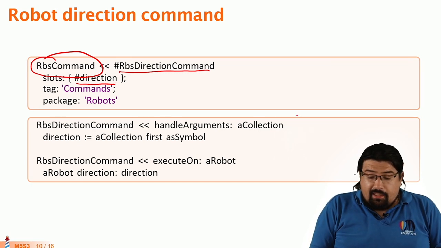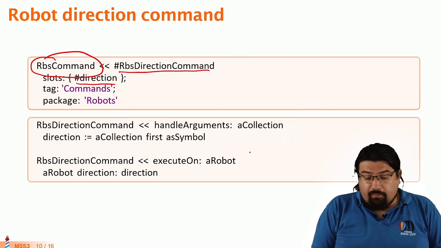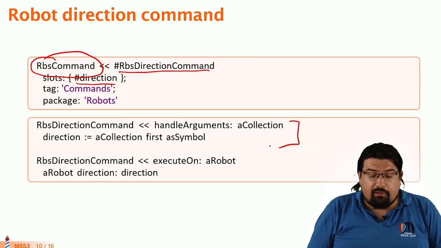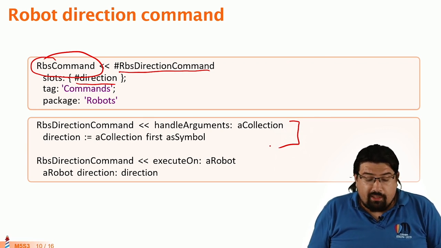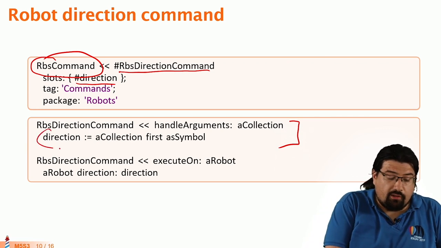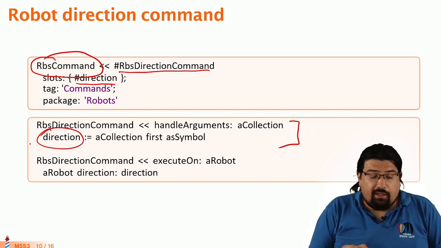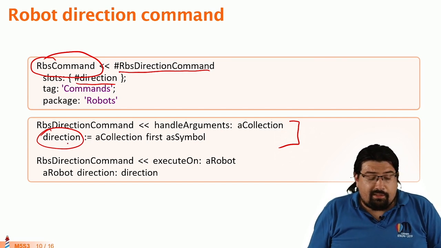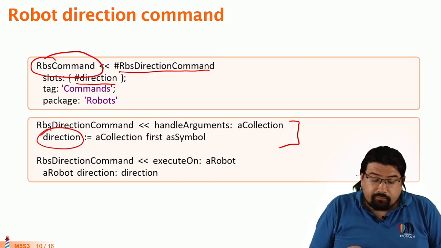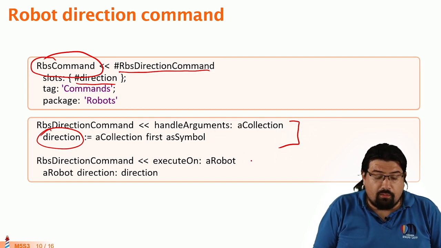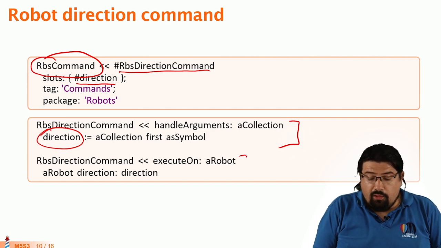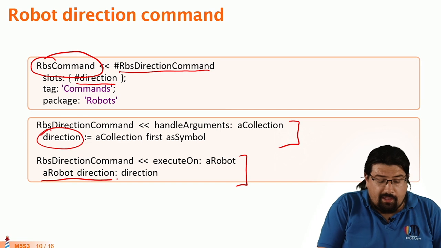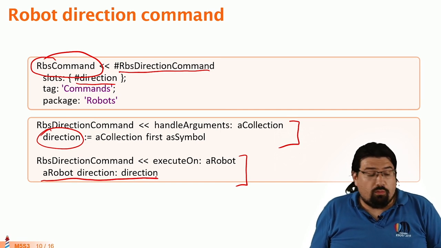In this case, in our solution, we are going to have two methods in our command. On one side, we are going to have a method to handle the arguments, to parse the arguments and store them in the correct values for the command, storing in the instance variable direction the value that has been extracted. And then we will have an execute method that will do the action. Each of the commands will do a specific action depending on what we are doing.